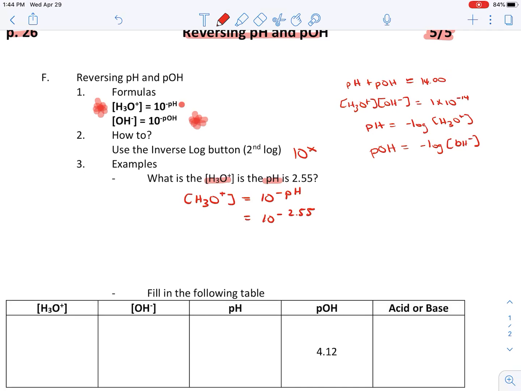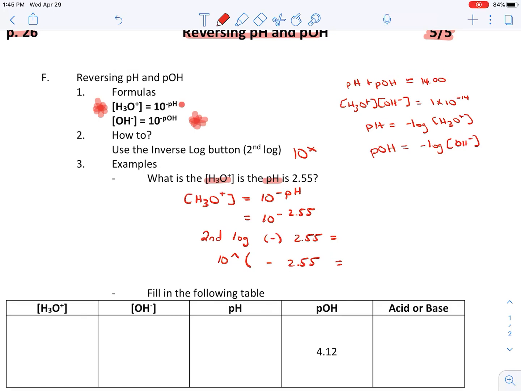Now let's talk about how to type this in our calculator. Again, this is for a TI calculator. First, make sure our calculator's on. The first thing we're going to type in is second log. When we type in second log, what should show up on our calculator is 10, and then a little caret, and then a parenthesis. Then we hit the negative sign, so we should see a negative come up there. Then we type in 2.55, and then we just hit equals.